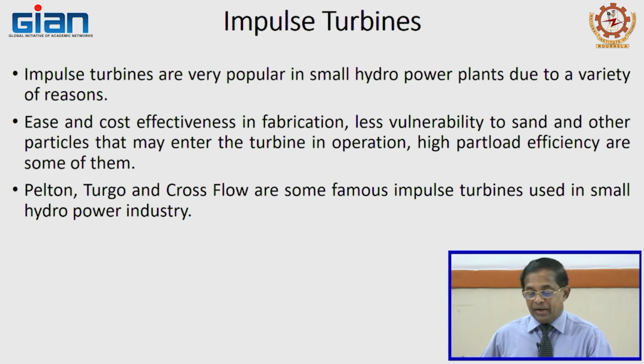We will now look at some characteristics and the types of impulse turbines. Impulse turbines are very popular in small hydropower plants due to a variety of reasons: ease and cost effectiveness in fabrication, less vulnerability to sand and other particles that may enter the turbine in operation, and high part load efficiency are some of them. Pelton, Turgo and cross flow are some of the famous impulse turbines used in the small hydropower industry.